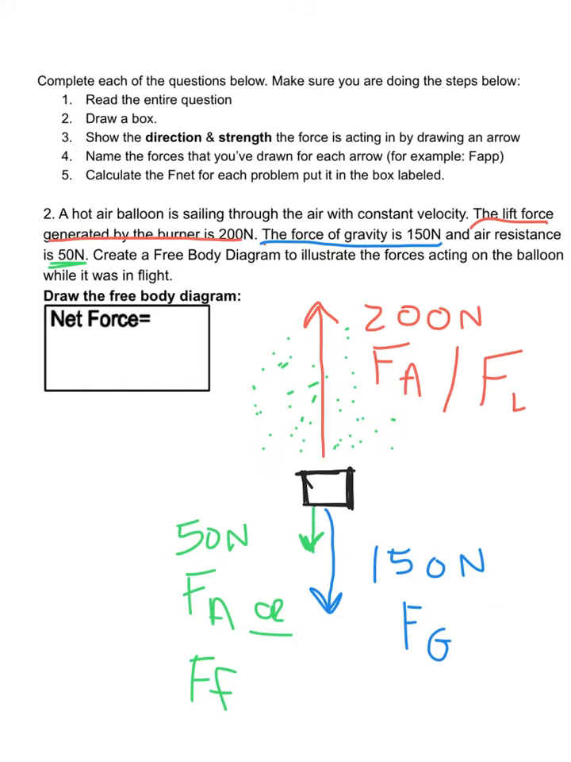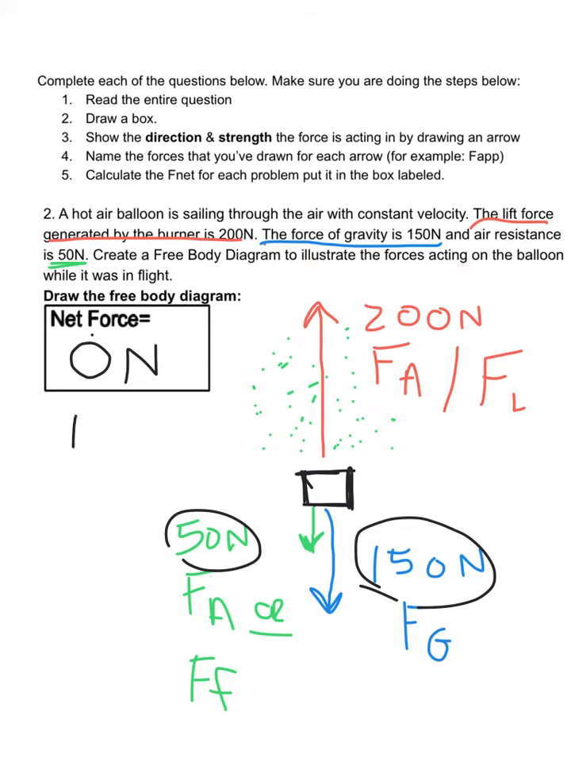So we have a total of 200 going up, and you have a total of 200 going down. 50 plus 150 gives you 200. So 200 going up, 200 going down, they balance and they cancel each other out for 0 newtons of net force, and we would say that those forces would be balanced.